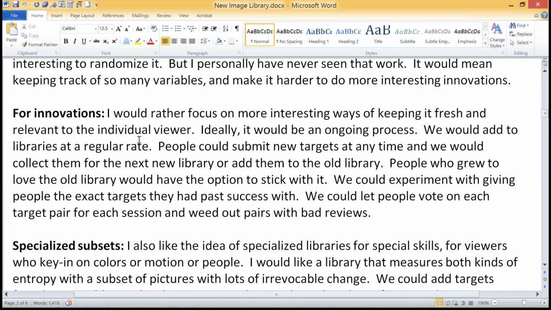So for innovations, I would focus on more interesting ways of keeping it fresh and relevant to the individual viewer. It could be dynamic and an ongoing process. We could swap images in and out at a regular rate, so the library is always changing. People could submit new targets at any time, and we would collect them for the next new library or add them to the old library. People who grew to love the old library would have the option to stick with it.